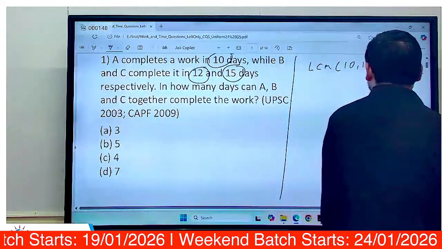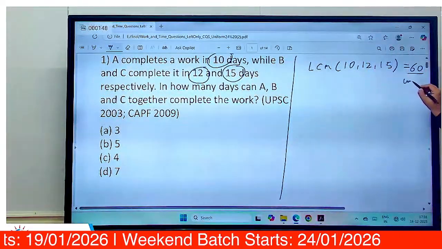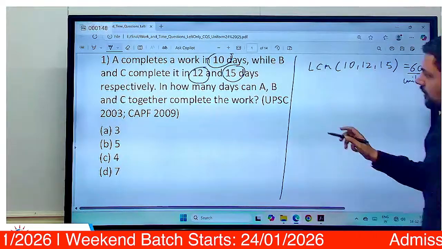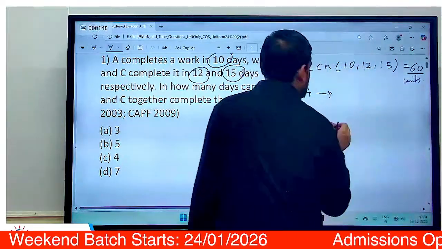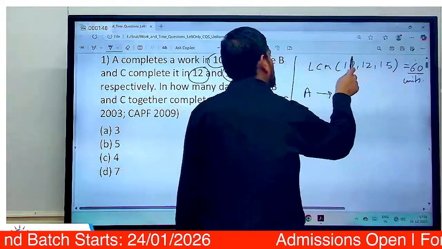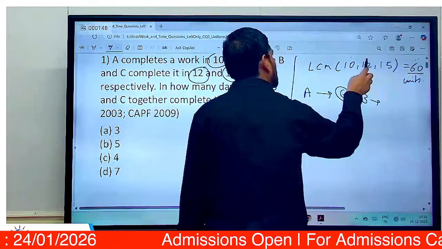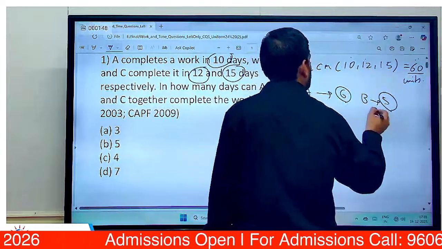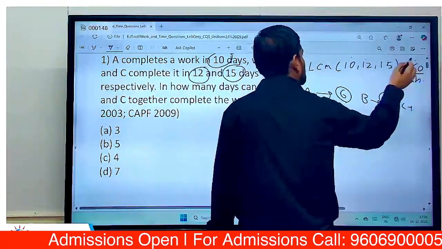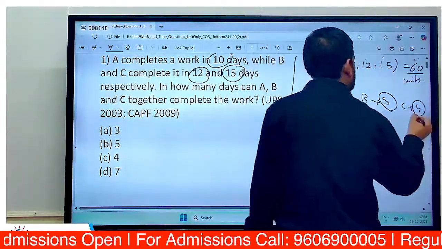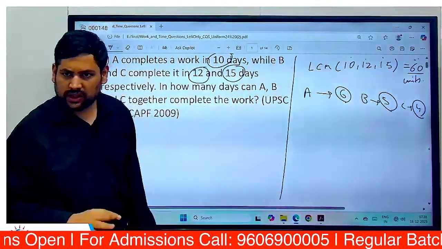Now, 60 is the total units of work. Now, you tell me efficiency of A. A की efficiency क्या होगी? 60 by 10. कितना हुआ? B की efficiency क्या होगी? 60 by 12. That is 5. Efficiency of C, 60 by 15, 4. This is what you write directly.